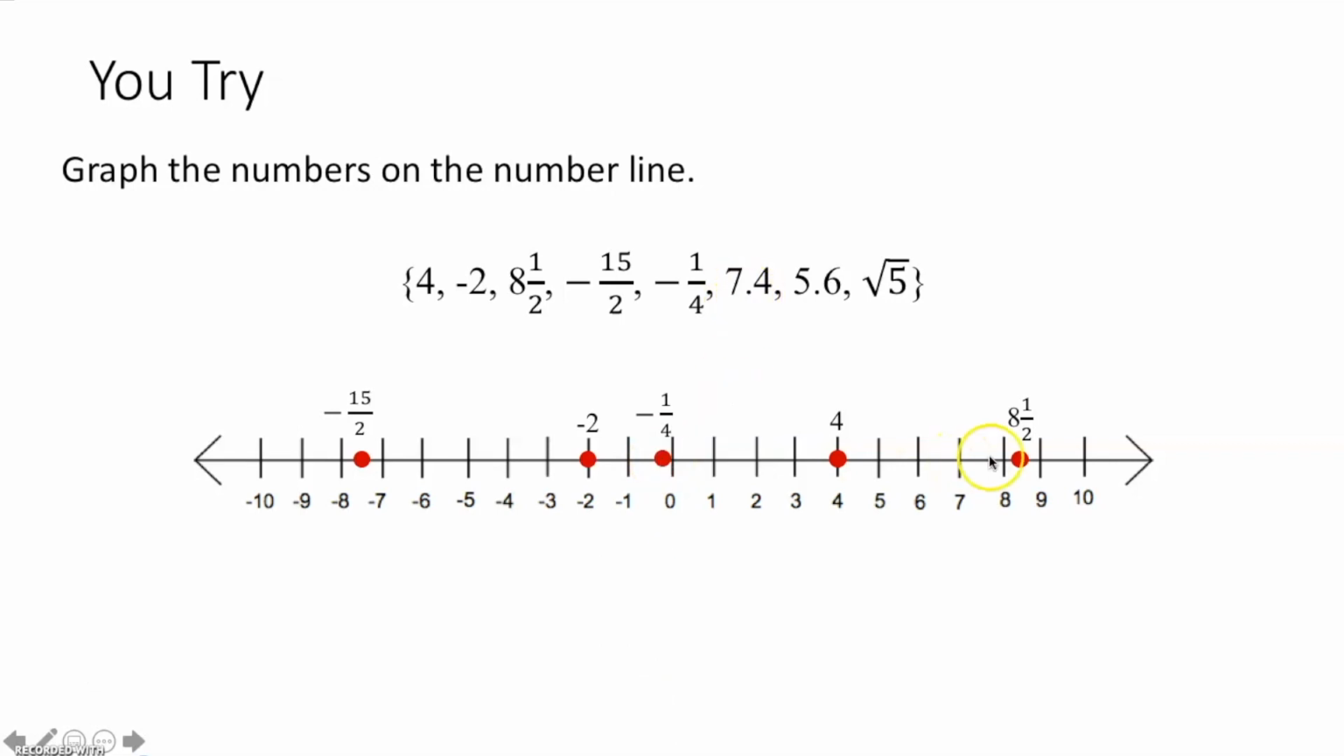7.4 is between 7 and 8. So we're going to put that almost halfway. 5.6, it's going to be basically in the middle, but a little bit closer to 6. And then rad 5, we put that in our calculator, we get approximately 2.24. So we find 2, and it's going to be between 2 and 3, but it's closer to 2 than it is to 3. So we put our point here, and we're done.